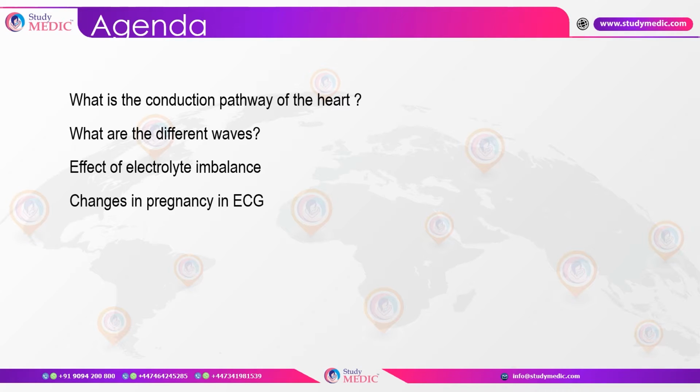In this video we are going to see ECG changes, because you would get quite a few questions from this in data interpretation. Now, what is the agenda for this video? You have to know the conduction pathway of the heart, which are the different waves that are seen in the ECG, the effect of electrolyte imbalance on ECG, namely potassium and calcium, and the changes seen in a normal pregnancy in ECG.